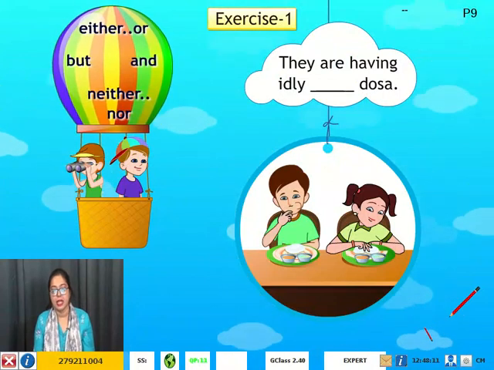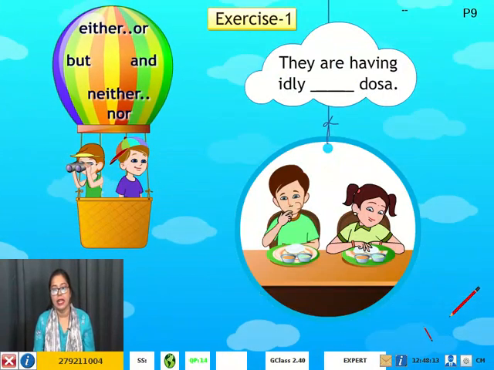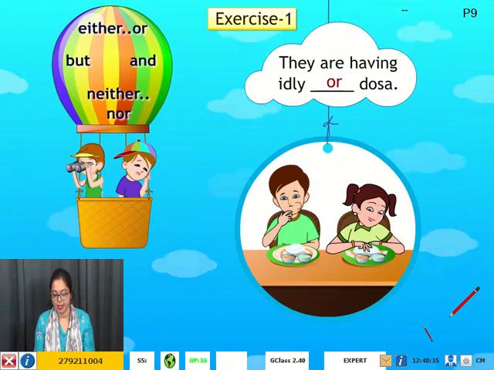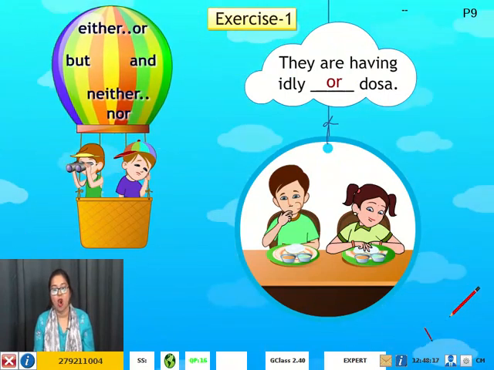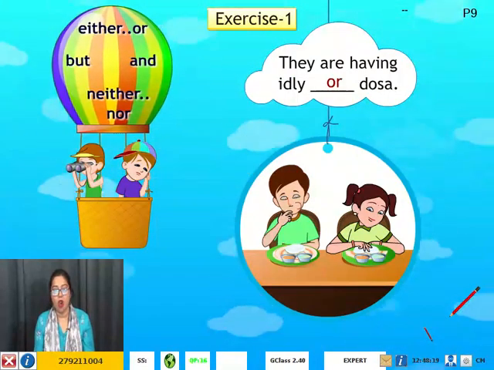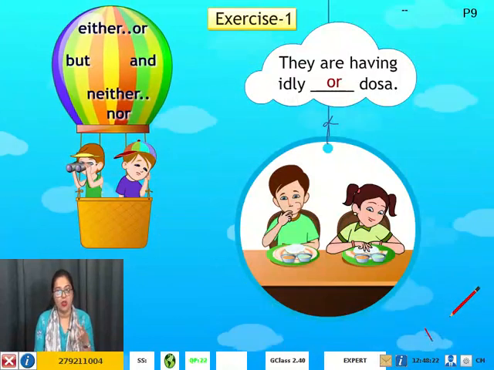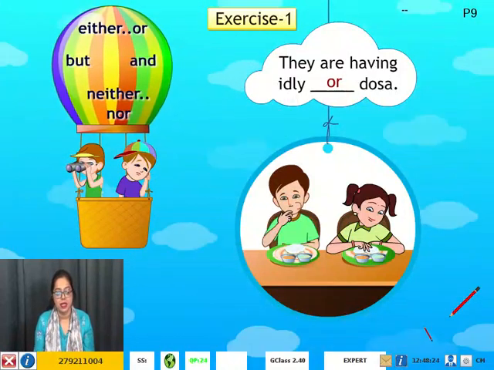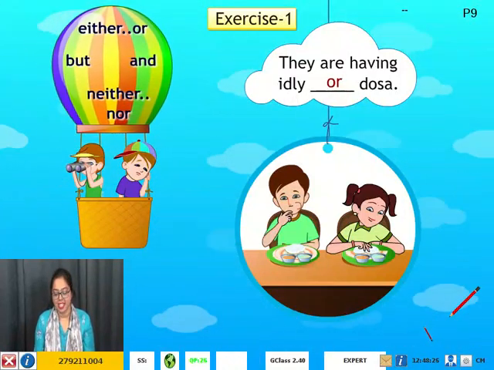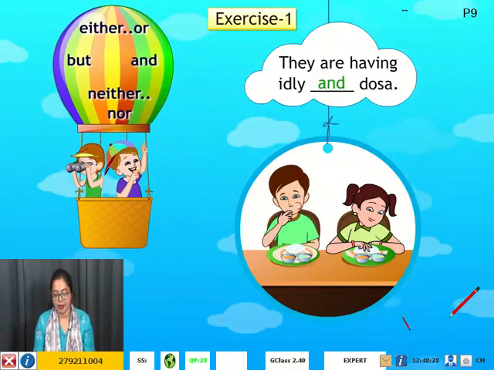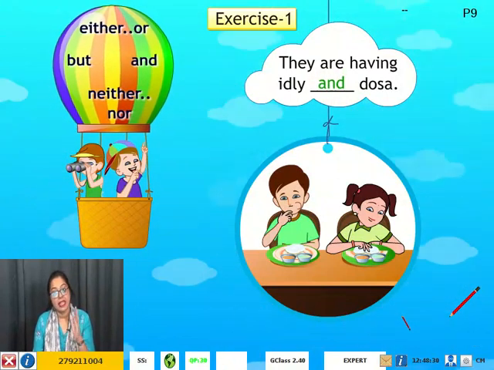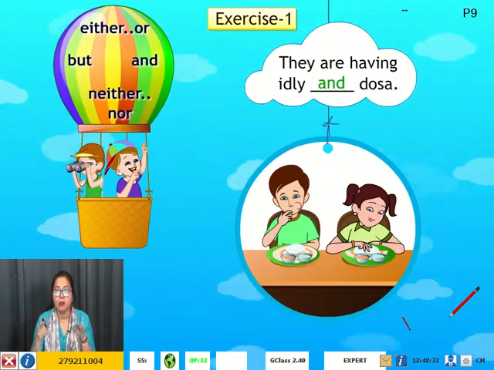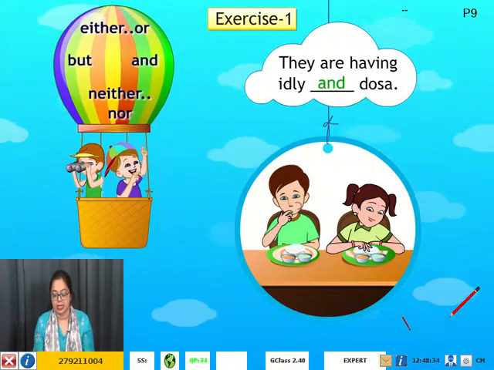Next exercise, you see, they are having idli dash dosa. They are having idli or dosa. That means is or the correct answer? Idli or dosa, is it the correct answer for this sentence? No, right? So let's see what the correct answer is. They are having idli and dosa. That means they are having both idli and dosa. Okay.